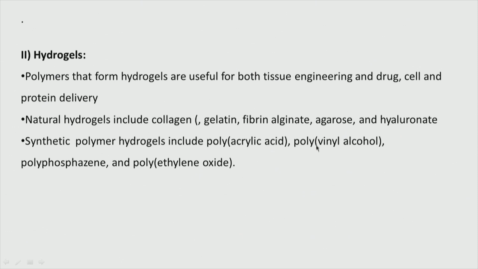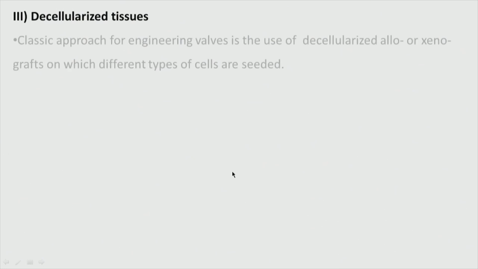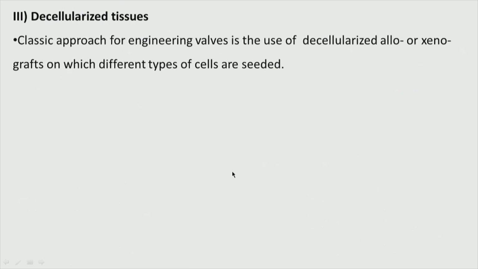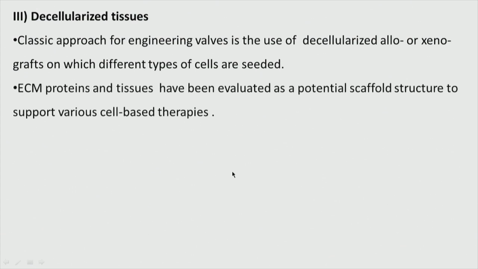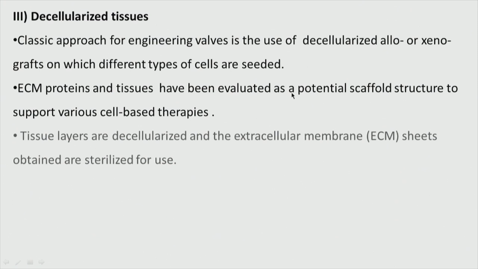Synthetic polymer based, polyacrylic acid, polyvinyl alcohol and so on. So hydrogels is another approach, or decellularized tissues. So you take these tissues, allo or xeno, and then you decellularize, and then cells are seeded. ECM proteins and tissues have been evaluated as a potential scaffold to support various tissue.